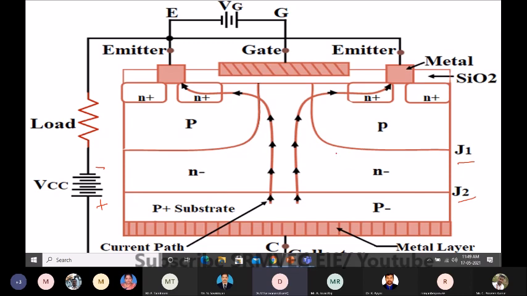Now, by applying the gate control voltage, you can change the internal characteristics. Positive voltage here acts according to the capacitor concept. As it is positive, it will accumulate electrons inside, and the holes will be moved out, depleted out. So there is a movement of electrons. The channel will be created for movement of electrons between emitter and collector. This is how it is operated by your gate supply.